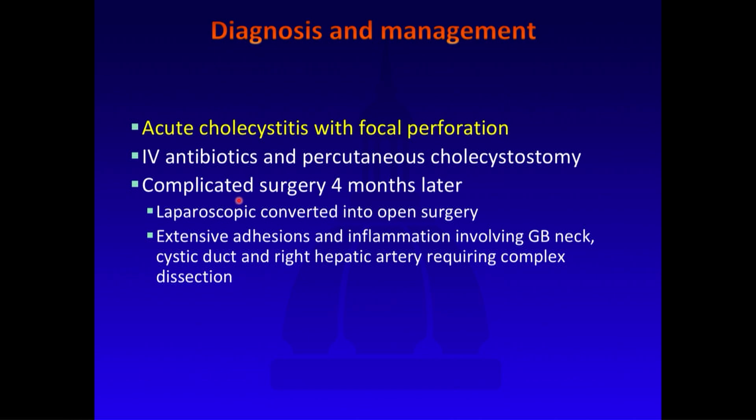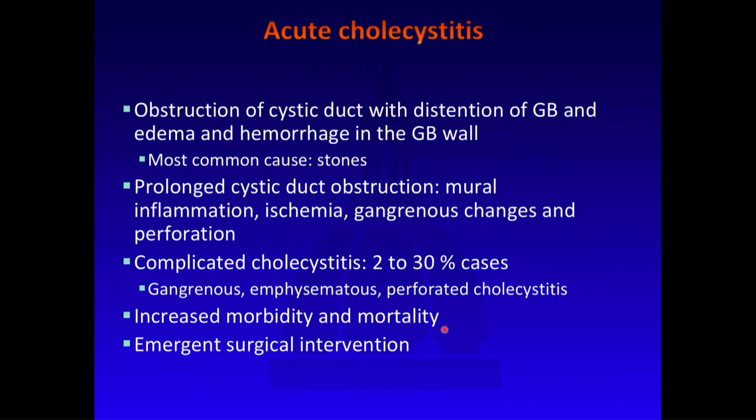The patient was initially treated with IV antibiotics and percutaneous cholecystostomy. And then he had surgery 4 months later, and he had to have laparoscopic cholecystectomy converted into open surgery because of extensive adhesions and inflammation involving the gallbladder neck.